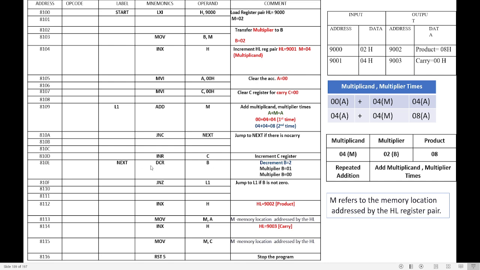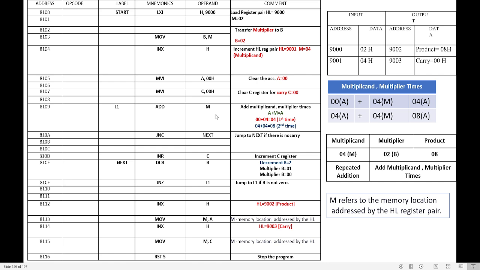What is my first instruction here? Decrement B. B is the multiplier. Initially the multiplier was 2. If I decrement this, it becomes 1, indicating I have added 1 time. Now jump if there is no 0. Since B is 01, it is non-zero. Jump if it is not 0 to which location? L1. What is L1? Add M.